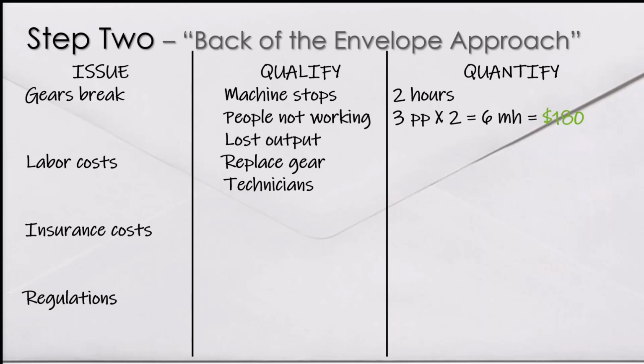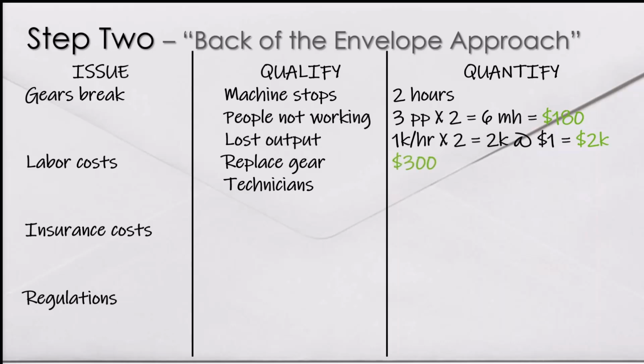What about lost output? Well, our machines produce 1,000 units per hour, and that's 2 hours, so we lose 2,000 units. We wholesale them for $1, and that would be $2,000. Now look closely at this. They have $2,000 in lost income, money coming in, and they have $180 of money going out for which they get nothing. You want to make sure you understand this so that you can make sure the customer understands the impact on their profit.